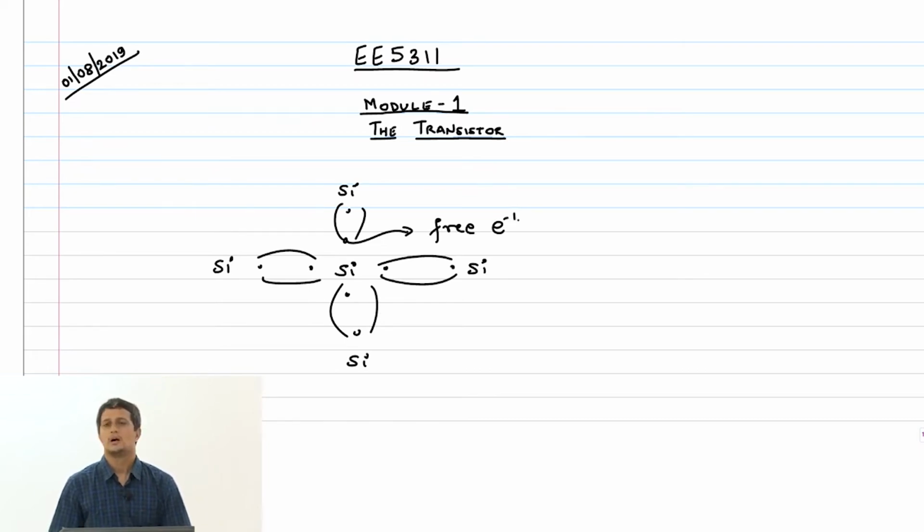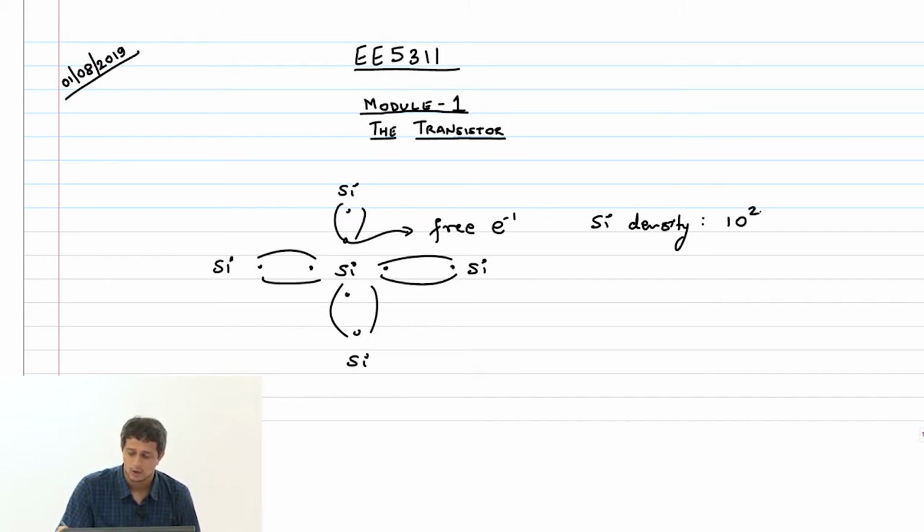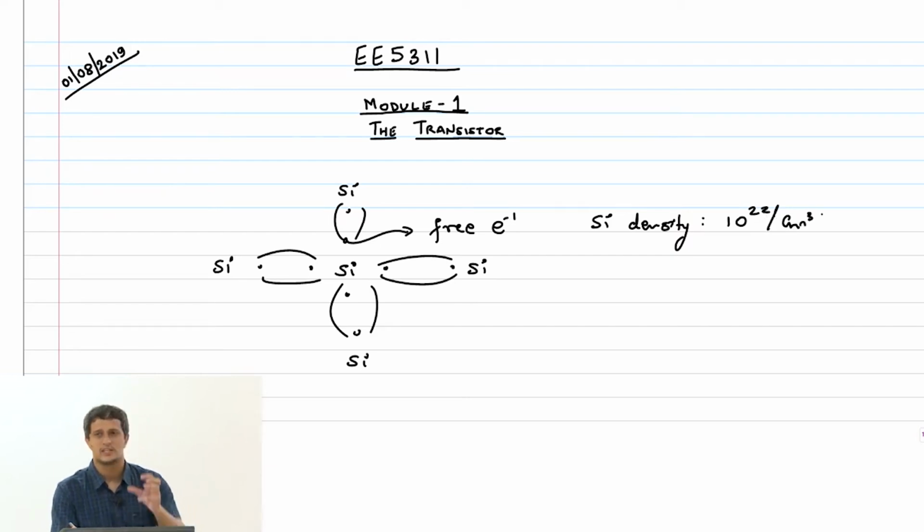What is the order of magnitude again? The silicon density is what? 10 power 22 per centimeter cube. In 1 cm cube you have 10 power 22 atoms.